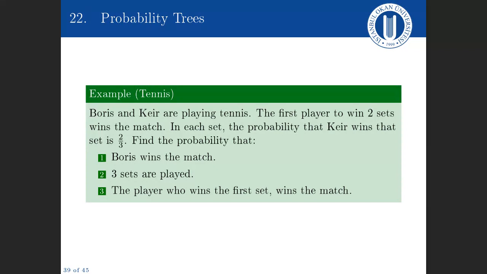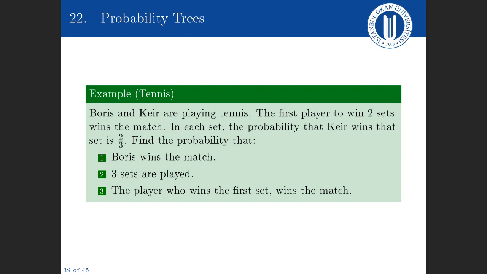Another example: Boris and Kia are playing tennis. The first player to win 2 sets wins the match. In each set, the probability that Kia wins that set is 2 over 3. Find the probability that Boris wins the match. Find the probability that 3 sets are played. And find the probability that the player that wins the first set wins the match.